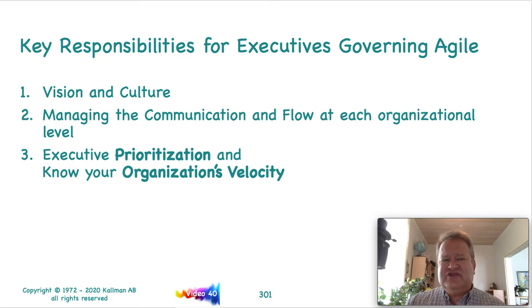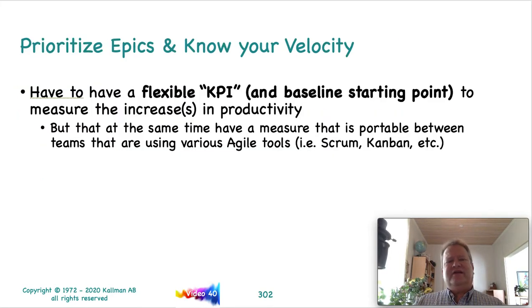So we had talked about the vision, culture, and managing the communication flow in the previous video. We're going to talk a little bit more about the prioritization and knowing your organization's velocity, how to do that. You have to have flexible KPIs and baseline starting points to measure the increases in throughput, velocity, productivity. But at the same time, have a measure that is portable between teams using various agile tools.